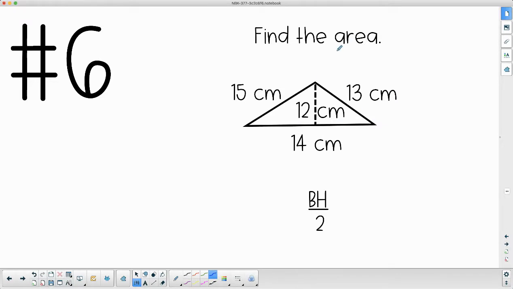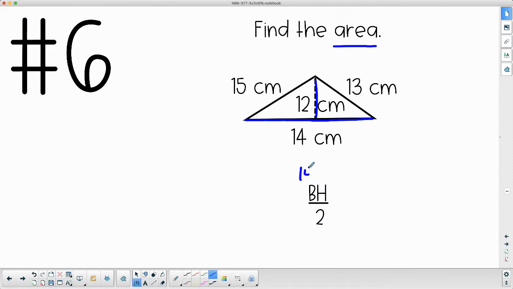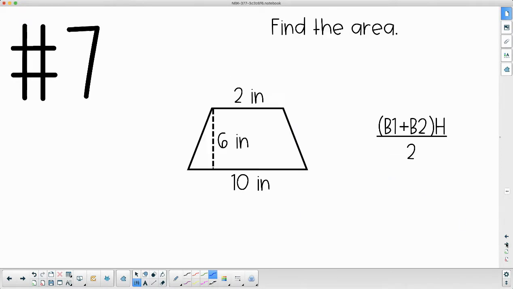Okay, number 6 asks us to find the area of this triangle. So here's our base. Remember, height goes straight up, 12. So we have our base, we're timesing it by our height, and then we're cutting it in half. And then that is a centimeter squared answer for the area.